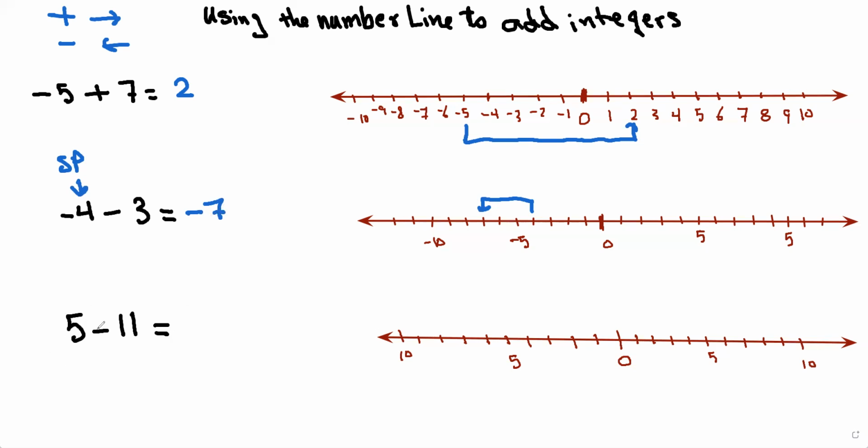Your starting point is 5. So you go to where 5 is, you point up, and then you're minusing, so you go left 11. That takes you 1, 2, 3, 4, 5, 6, 7, 8, 9, 10, 11 to the left, and then this is your answer. So that's going to be -6.